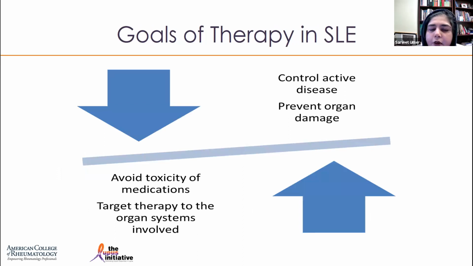The goal of therapy in lupus is we want to look at a risk-benefit ratio. We want to control the active disease and prevent the joint damage. And we want to avoid the toxicity of the medication, especially steroid, and target therapy to the organ system involved.